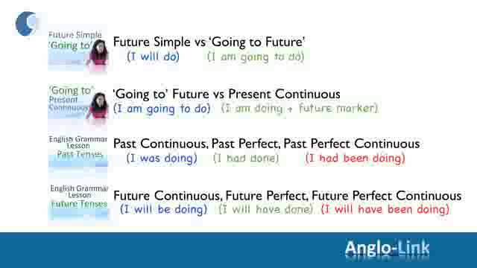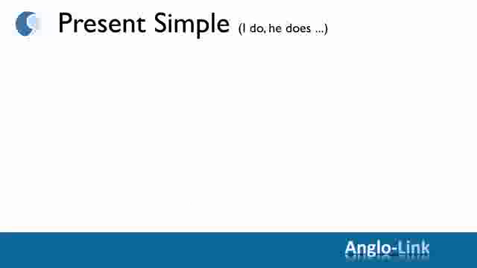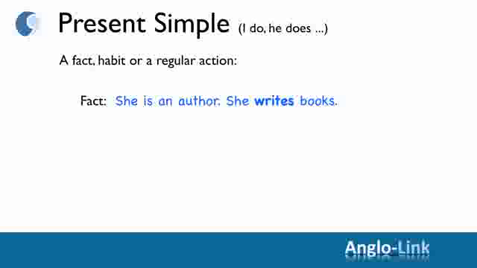So, let's start our revision by looking at present simple. I do, he does, etc. As you will remember, the present simple tense indicates a fact, a habit, or a regular action. Let's look at some examples. A fact. She's an author. She writes books.